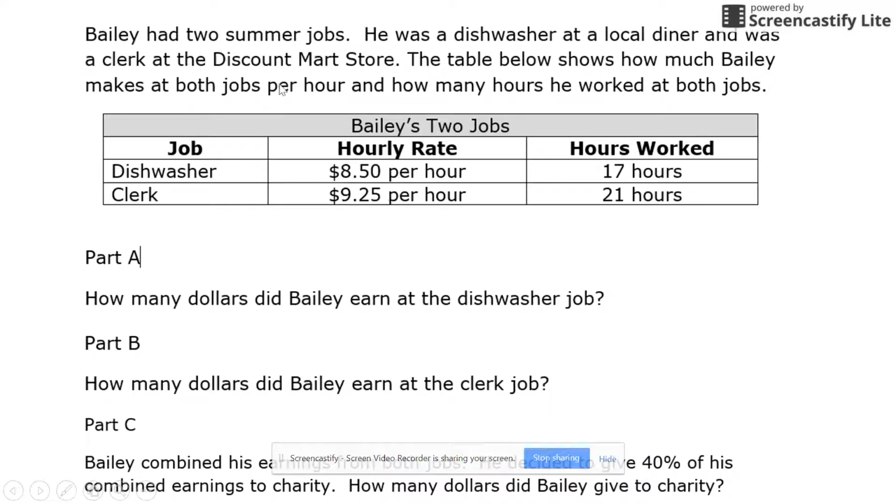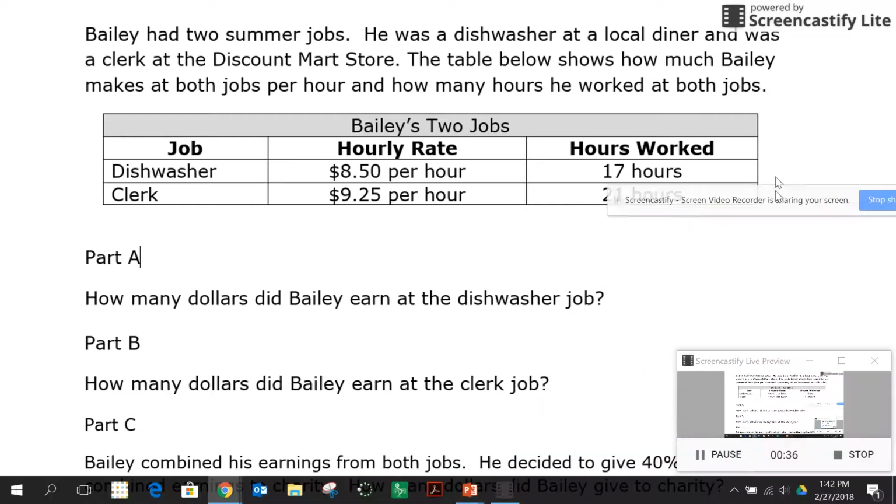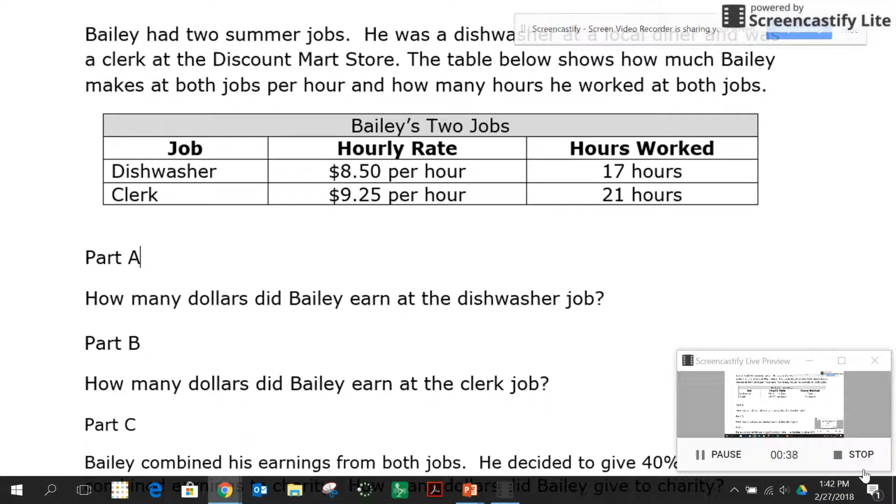So the first question is just kind of a general problem solving. There's a person who has 2 summer jobs and they took a job at the Discount Mart store. So they have 2 different pay rates. So usually the total would be take the one rate times the hours. So it's kind of an algebra question without the variables set up. And so when we're looking here, how many dollars does Bailey earn at his dishwasher job?